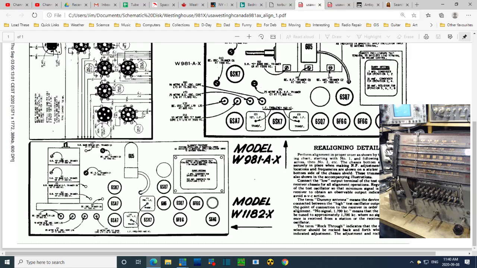They actually defined it. The term dummy antenna means the device which must be connected between the test oscillator output and the point of connection to the receiver in order to obtain ideal alignment. So that is what I concluded in the end a dummy antenna is. It's not an antenna. It's not dumb.